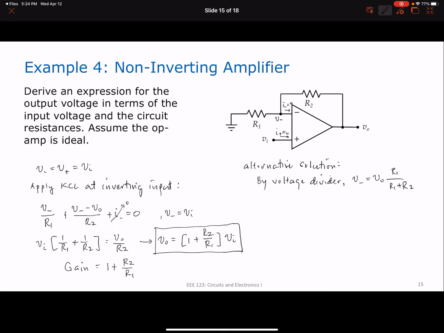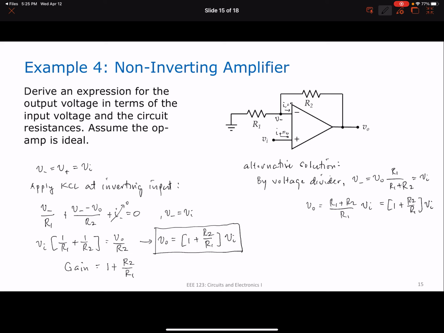Which is equal to V sub I, because V minus is equal to V sub I. So you just have V sub O is equal to R1 plus R2 over R1 V sub I, which is exactly what we have here: 1 plus R2 over R1 V sub I. So it's the same. So that is your non-inverting amplifier.